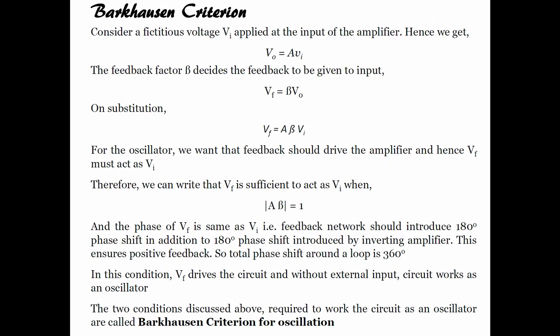Another point that we discuss is that the modulus of A beta should be equal to or greater than 1, because initially, to start the oscillator, the modulus of A beta should be greater than 1, and then you can make it equal to 1. This is a very important criterion you have to understand, and you have to design a circuit that can follow this criterion, otherwise the oscillations would not happen.